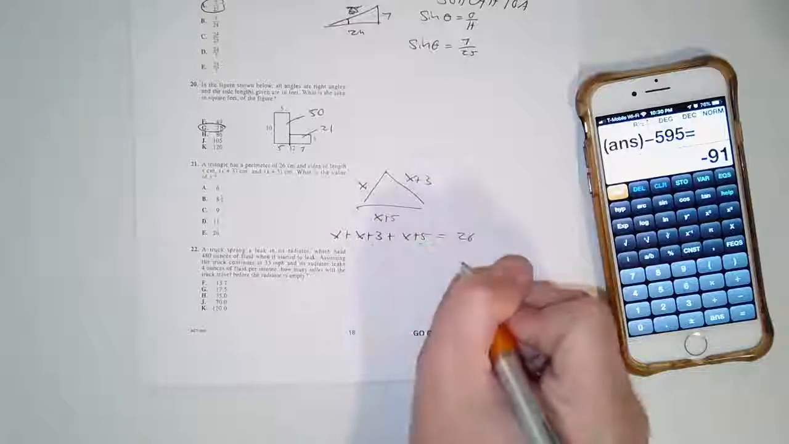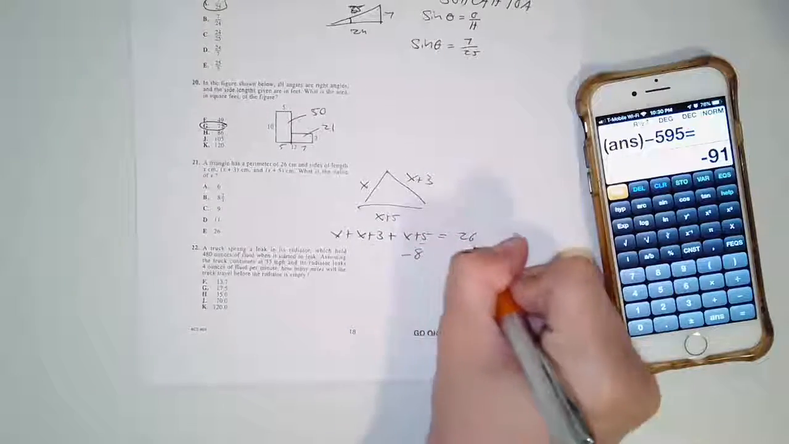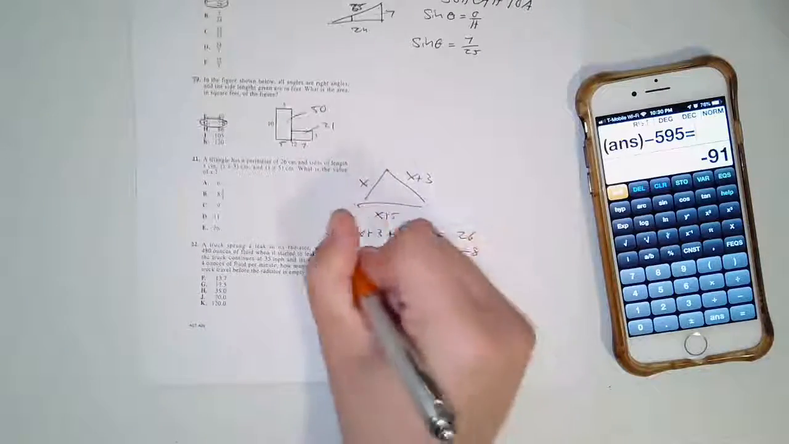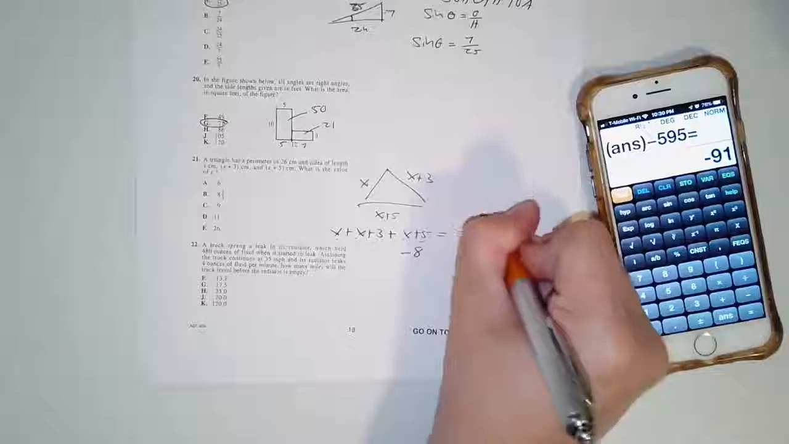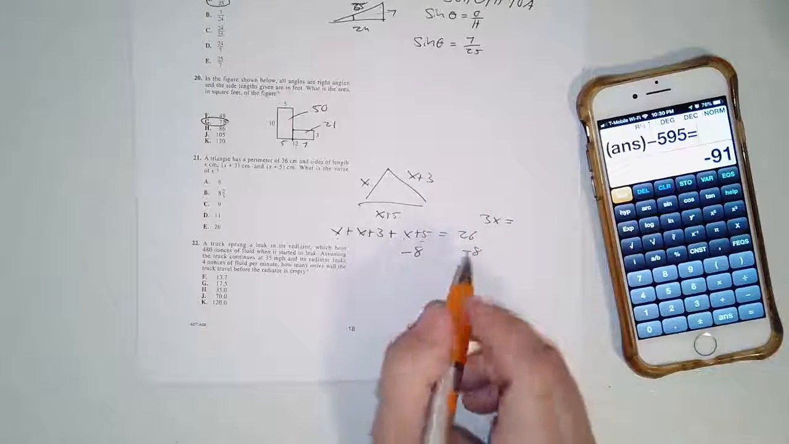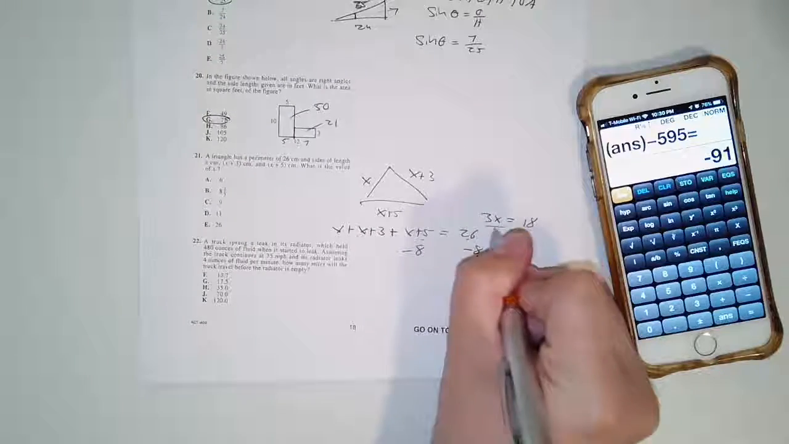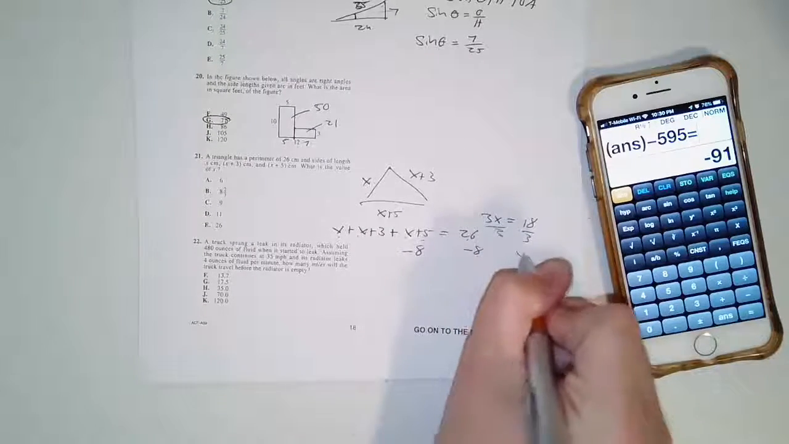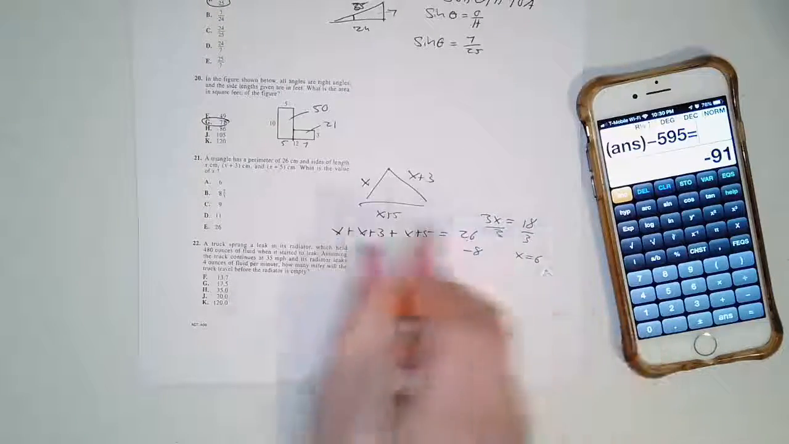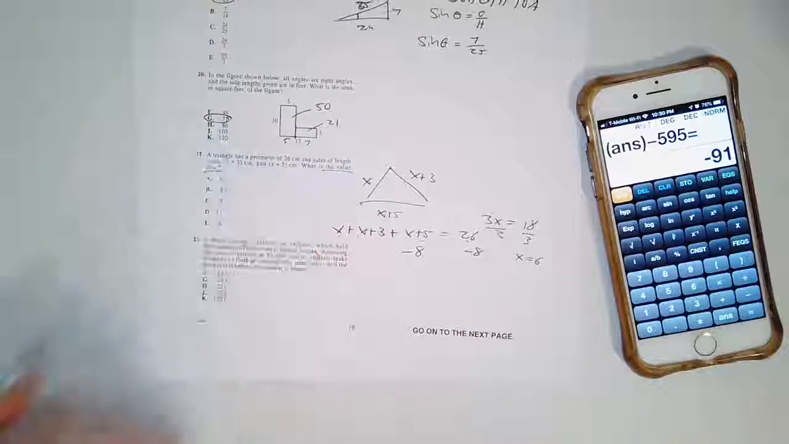I'm going to subtract 8 from both sides. I'm left with 3 x's, so 3x equals 26 minus 8 is 18, divided by 3, x equals 6. Now they do ask me what is the value of x, but I am going to double check. The answer is A.